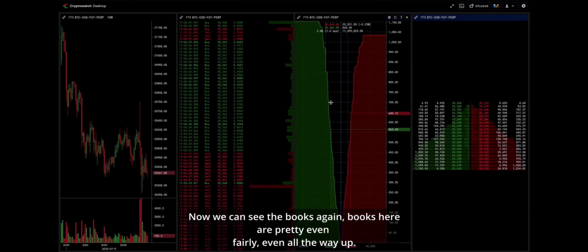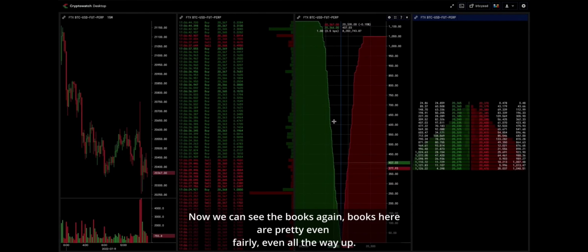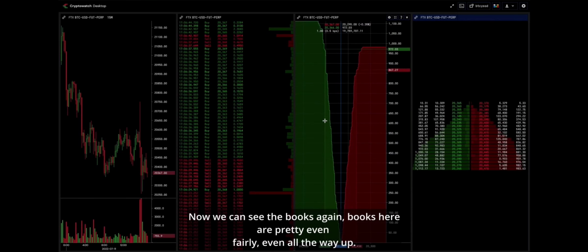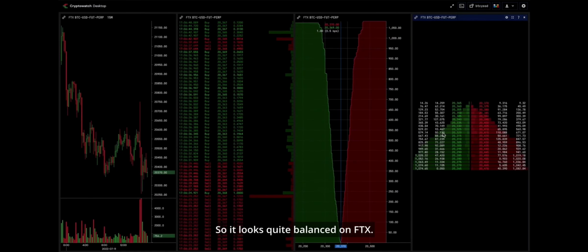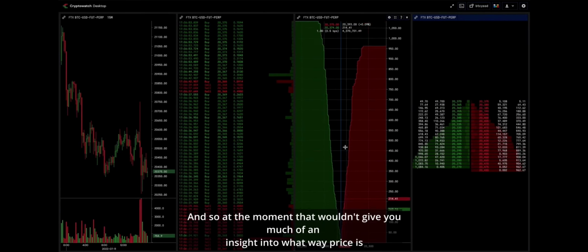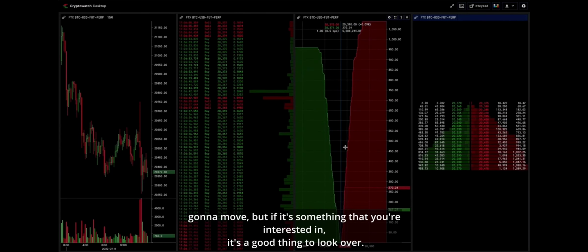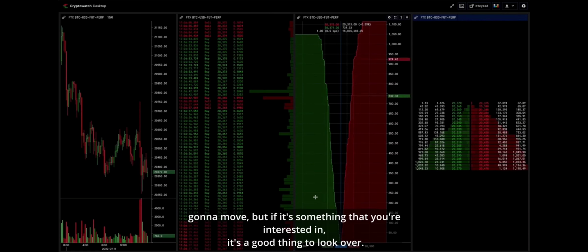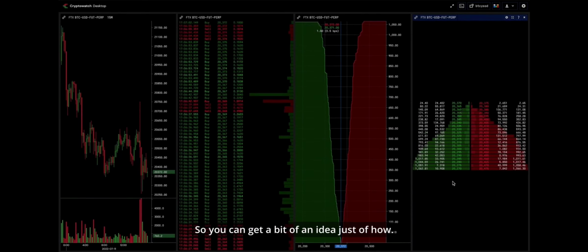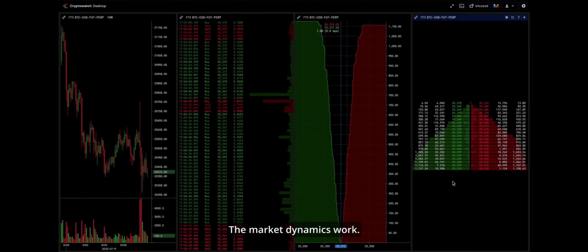Now we can see the books again. Books here are pretty even, fairly even all the way up. So it looks quite balanced on FTX, and at the moment that wouldn't give you much insight into which way price is going to move. But if it's something you're interested in, it's a good thing to look over so you can get an idea of how the market dynamics work.